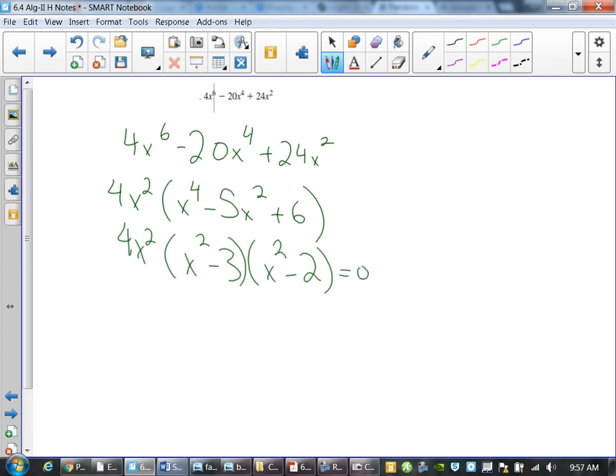What changes now? X squared. X. What would your zeros be? 0, 0. Plus or minus square root of 3. Plus or minus the square root of 2. Now careful here. How many zeros did I list? 5. How many should I have? 6. Which one of these is duplicated? The 0 is duplicated because it's squared. So it's technically 0 and 0.